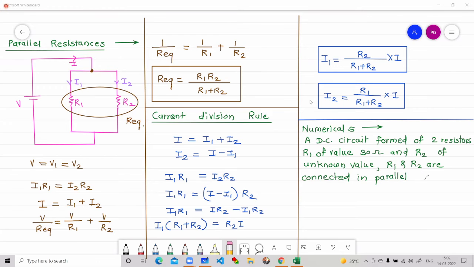Yeah. Then what is the next thing? Together with resistor R3, together with R3 of value 6 ohm, connected in series. Connected in series with the parallel group.